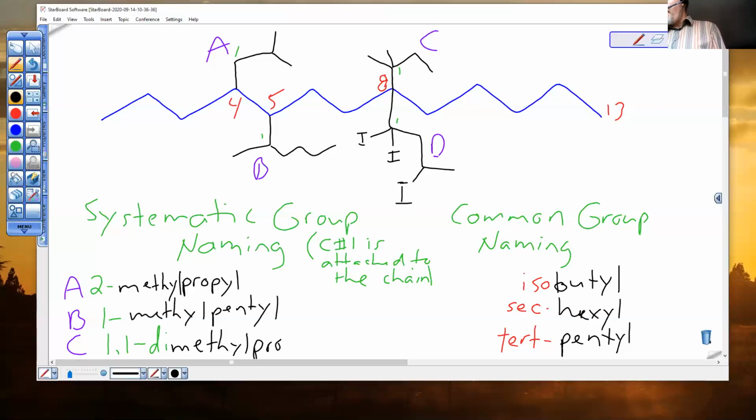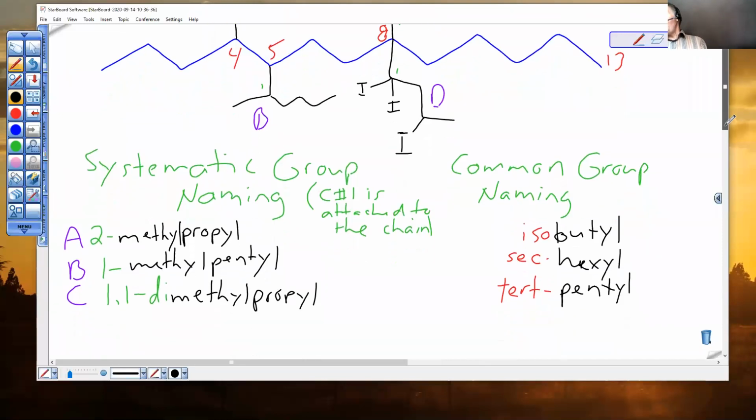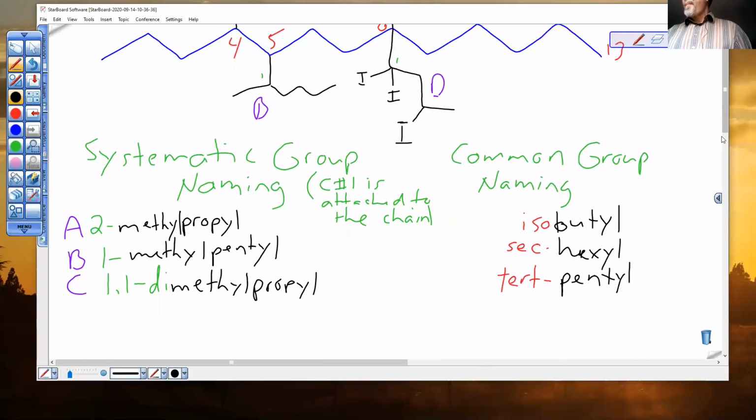Notice the group name still says 5 carbons like the common naming system here. It has 2 methyls on a propyl, that's 5. And D, we will not be doing a common name for D. It doesn't exist.